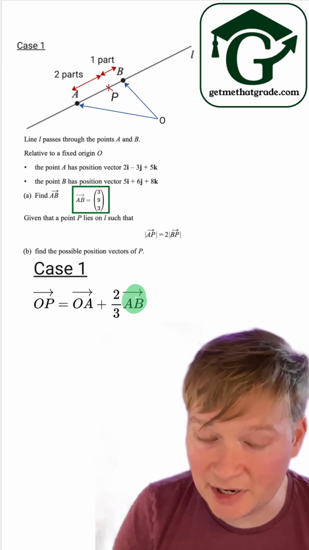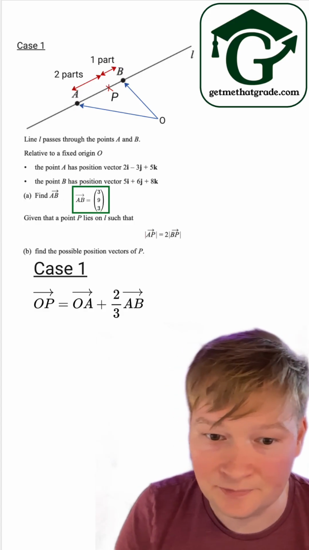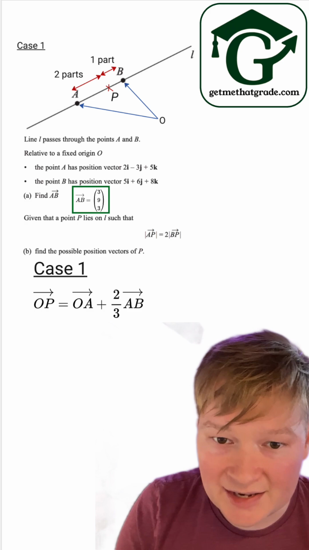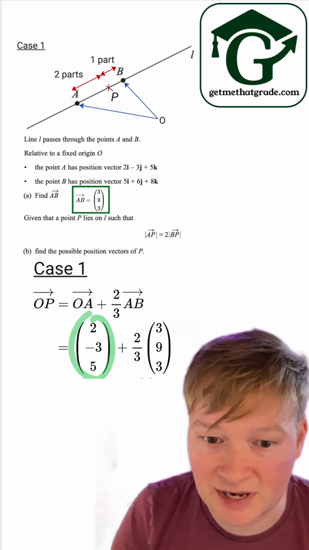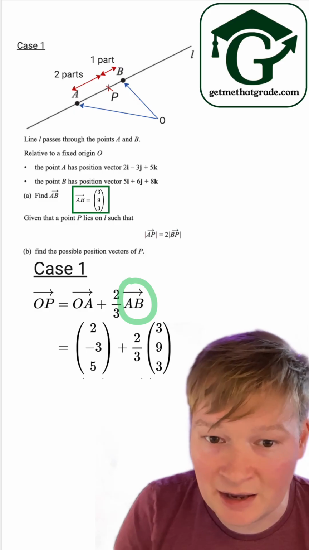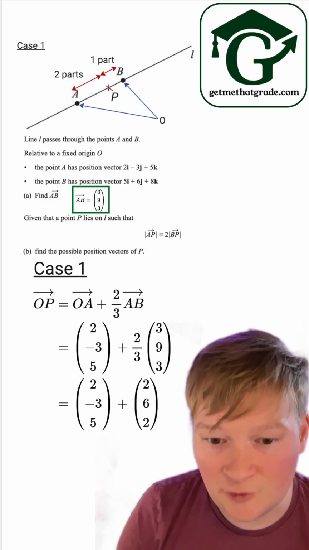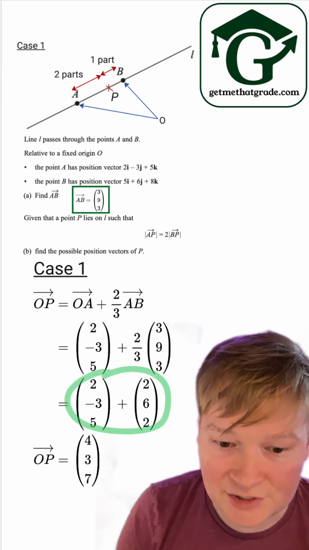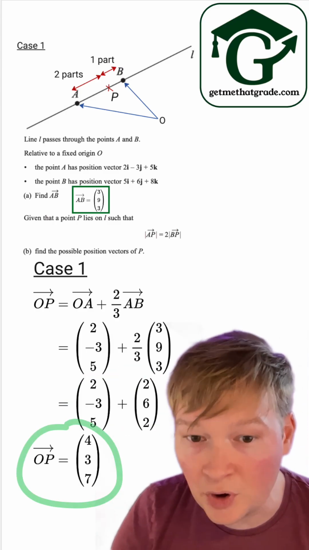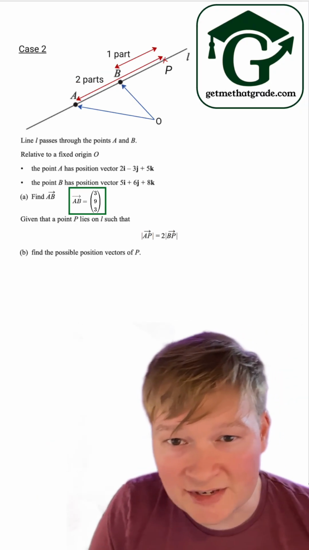That vector A to B should be familiar to you. That's what we worked out here in part A. We know what O to A is. They told us in the question. That was the position vector. So that's O to A plus 2/3 of A to B. That's what we worked out in part A. So we can plug that in here. If we do the number crunching on this vector, we end up with this. And if we add these two vectors, we end up with one possible position vector for P. That's case 1 done. What about the second case?